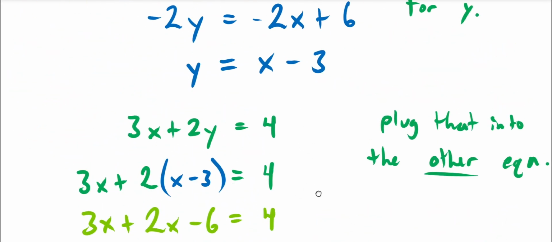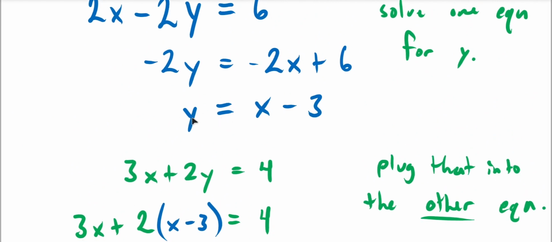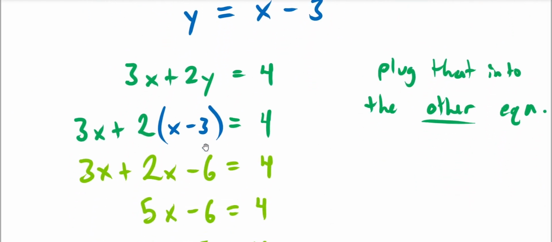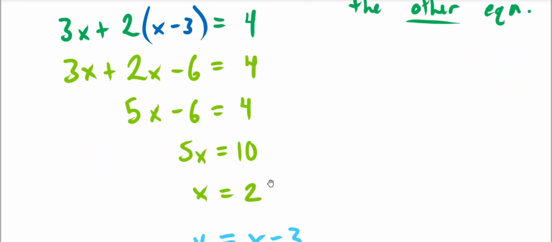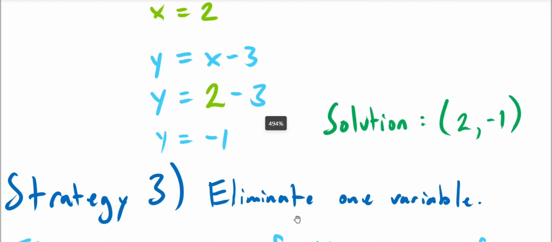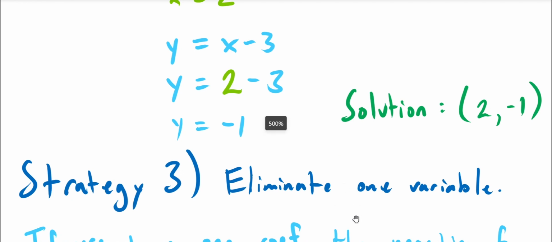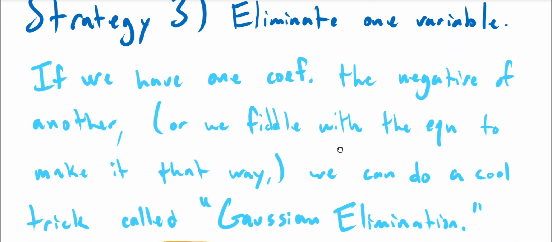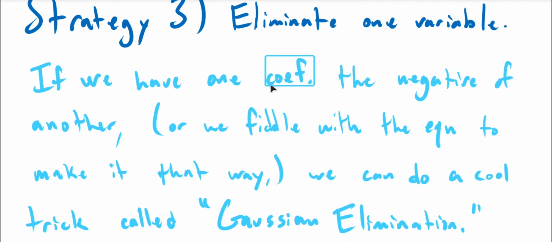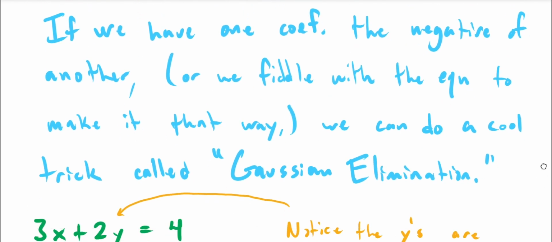I only had to solve, in this version, one of the equations for a variable, and then I plugged it in, and I had something where I had a couple different moves to do, but I got the same equation in the end. And now we have the third strategy. This is perhaps the most elegant strategy. It's called elimination. And it only works if we have a certain kind of setup. If one of our coefficients for one of our variables is the negative of the same variable's coefficient in the other equation, or if we can mess with the equations to make them that way, then we can do this cool trick, which is called Gaussian elimination.